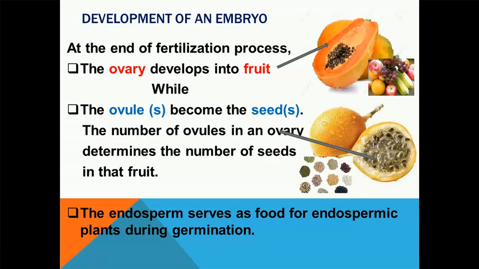So when you are eating an orange or any other fruit, take note that the fruit you are eating is developed from the ovary, and the seed inside the fruit is developed from the ovule. So the endosperm that will be formed serves as food for endospermic plants during germination. Plants such as maize, millet, and the rest are called endospermic plants. You can check that in the video on germination. All right, don't forget, the endosperm serves as food for endospermic plants during germination.